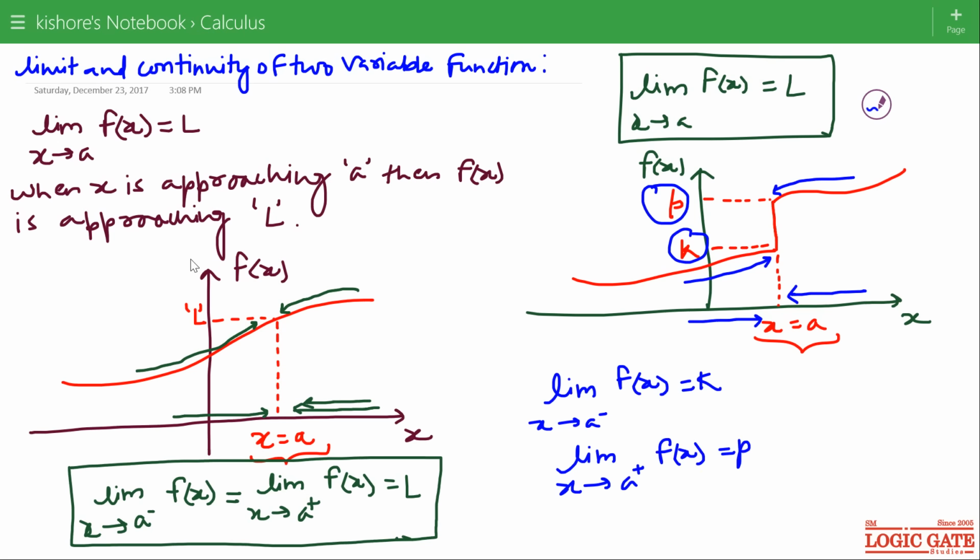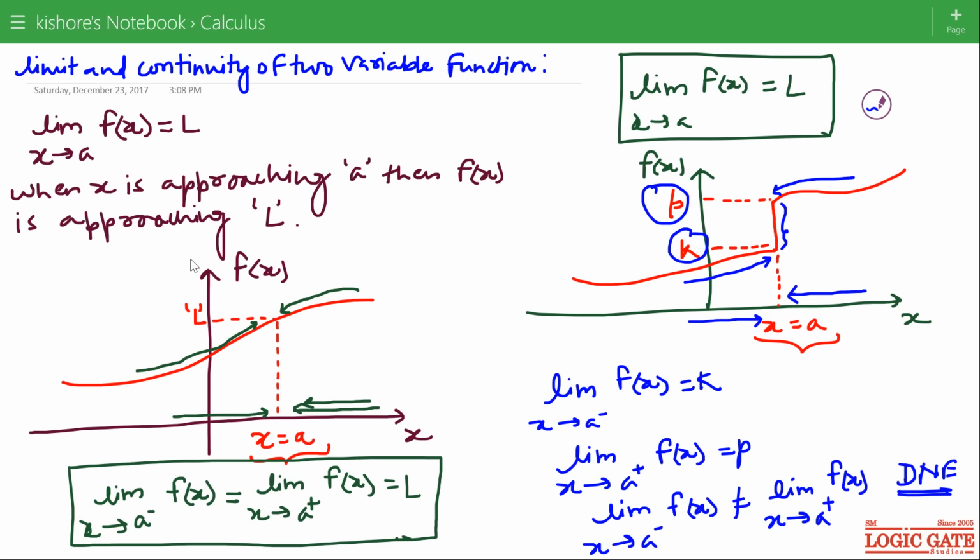So limit x tending towards a plus f(x) is p. Here for this particular case, limit x tending towards a minus f(x) is not equal to limit x tending towards a plus f(x). It means limit of the function when x is approaching a does not exist. See, from the graph you can also see that there is a discontinuity here. That's why the limit does not exist. Similarly, we will define the limit for two variable function.